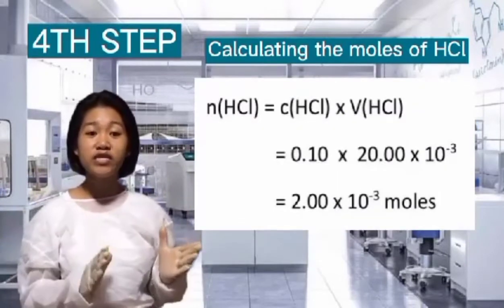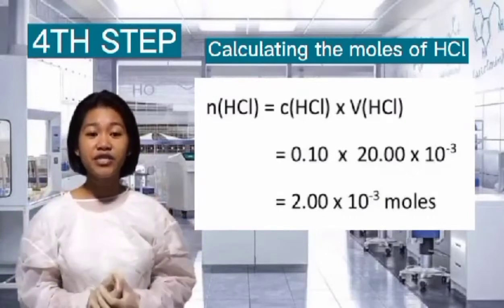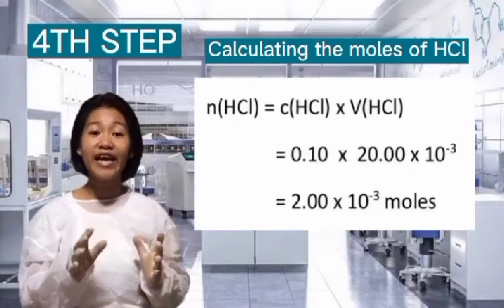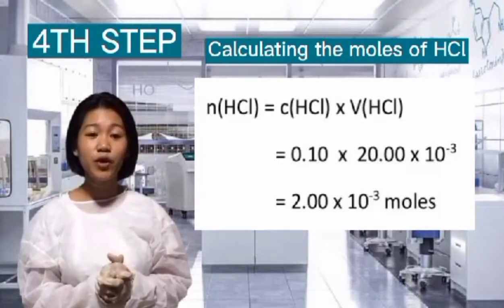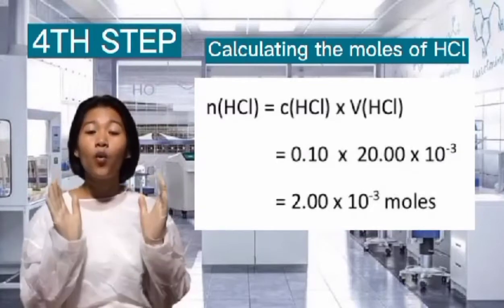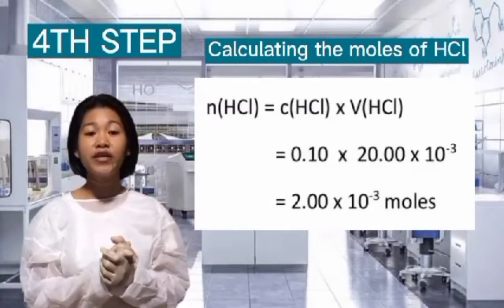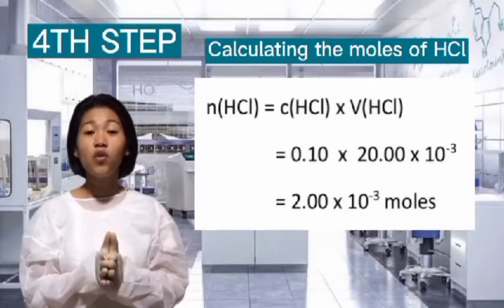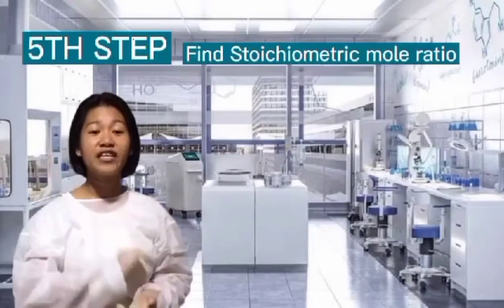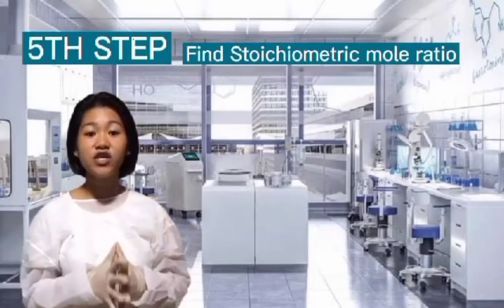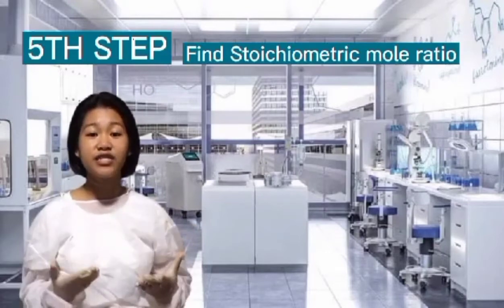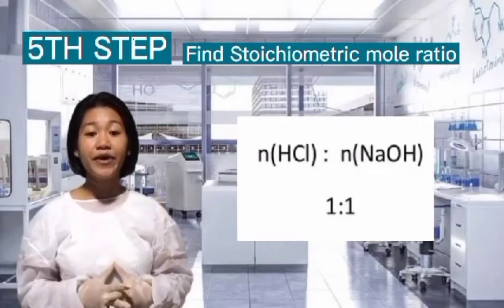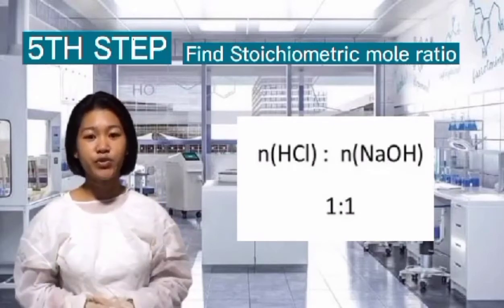So we have the moles of HCl equals the concentration of HCl multiplied by the volume of HCl, which is 0.10 multiplied by 20.00 × 10^-3, which will become 2.00 × 10^-3 moles. That is the answer. So we will proceed to the fifth step, which is to find the stoichiometric mole ratio of acid to base. So moles of HCl is to moles of NaOH will become a 1:1 ratio.